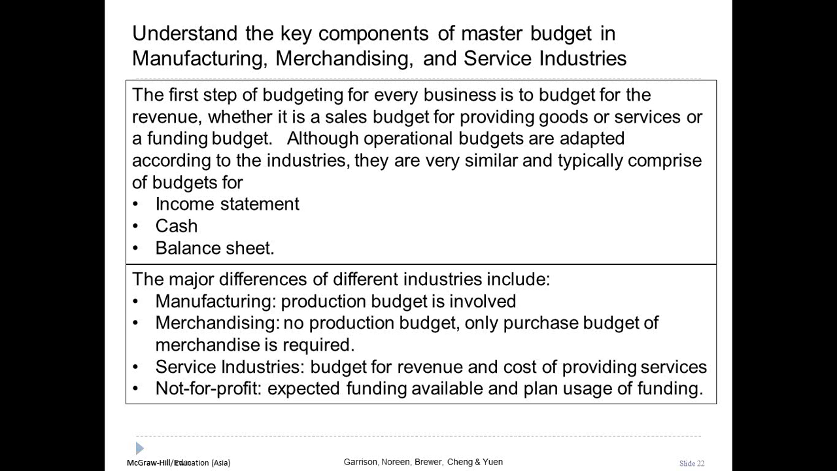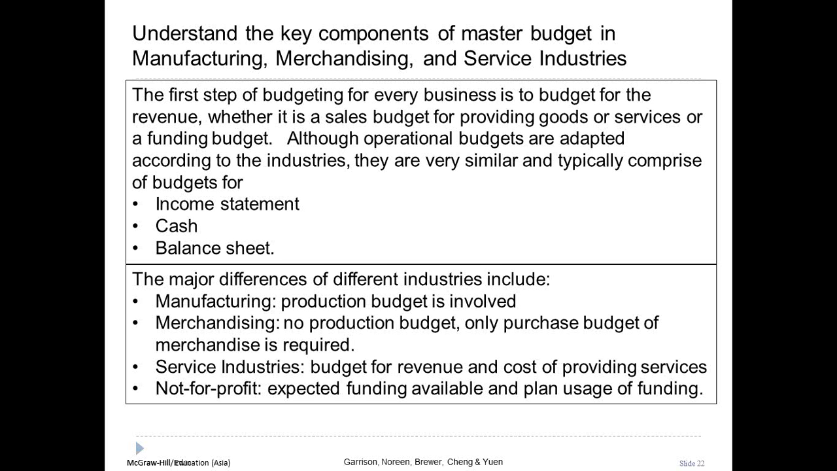For a service provider, same as a manufacturer or a merchandiser, a sales budget is done first. The sales budget gives details of the services to be provided and the related income. Based on the sales budget, other budgets are then prepared. To most service providers, human capital or human resources budgeting and planning could be one of the most important budgets after the sales budget.